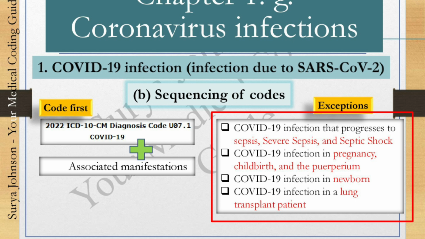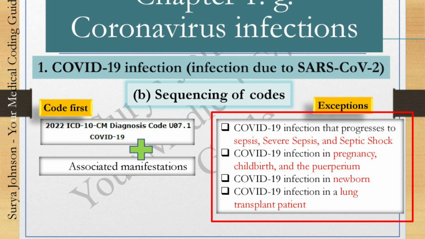We have already seen about this in the general guidelines, right? So when there is an O code, the pregnancy, childbirth or puerperium code, always that will proceed. So you'll code an O code followed by COVID-19 code, and then the manifestation codes. This also applies to COVID-19 infection in newborn. So there's a separate code for that. And if the patient is a lung transplanted patient, then that will be an exception in this case.